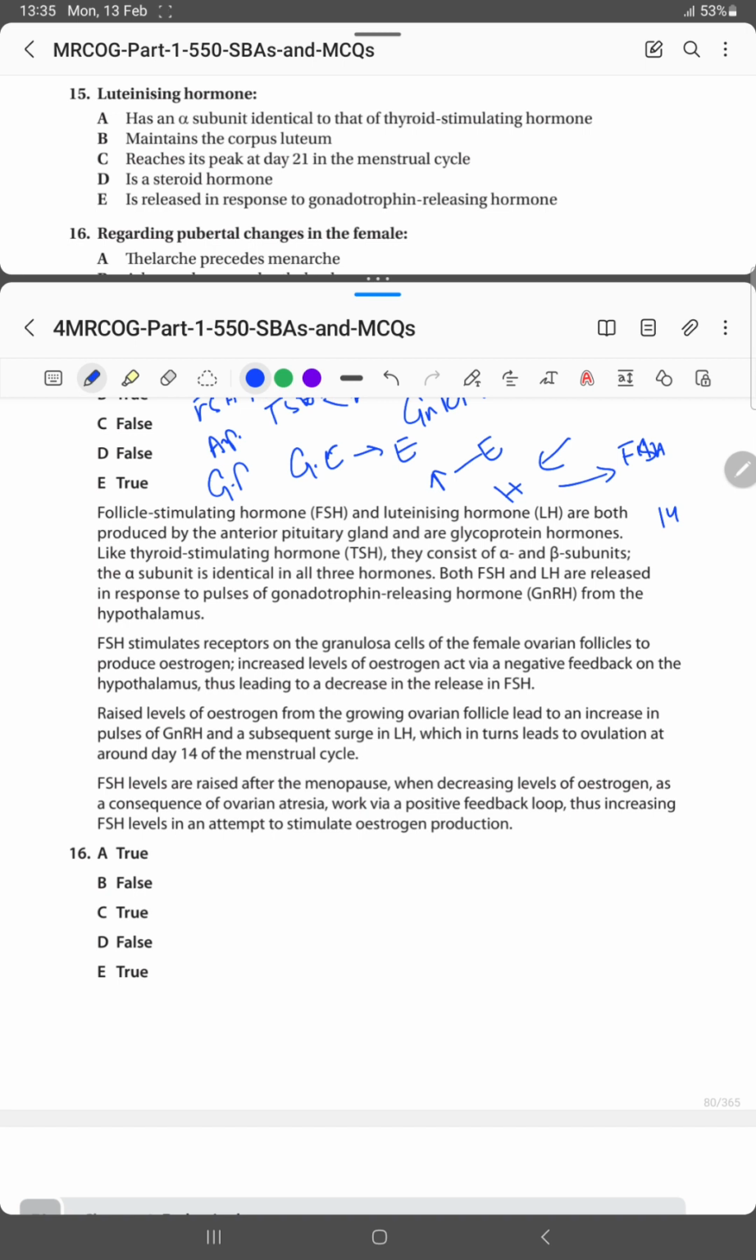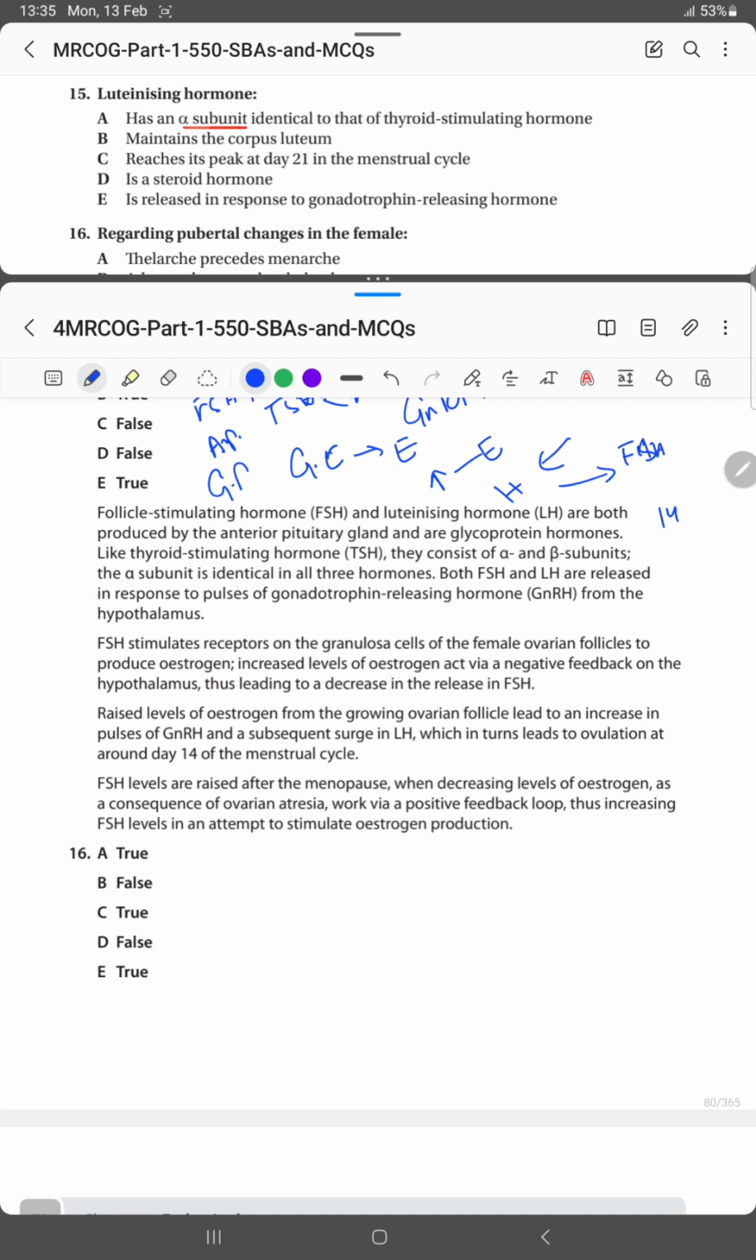We have discussed it, because when there is a decreased level of the estradiol or the estrogen, this leads to ovarian atresia. And this works by a positive feedback loop, thus increasing the FSH level in an attempt to stimulate the estrogen production. Let's move to our options.